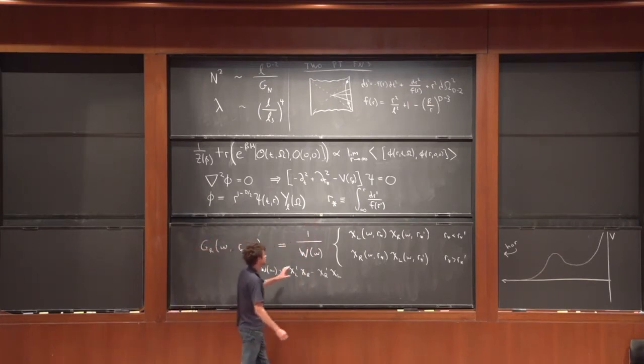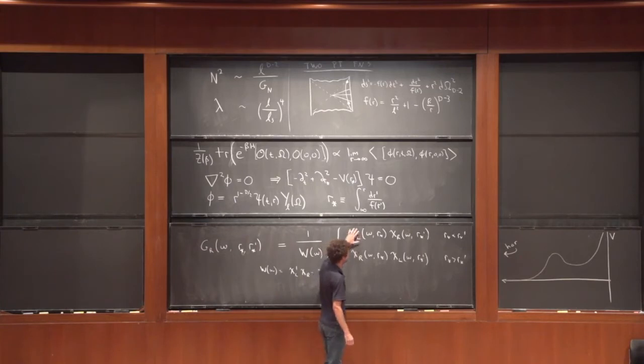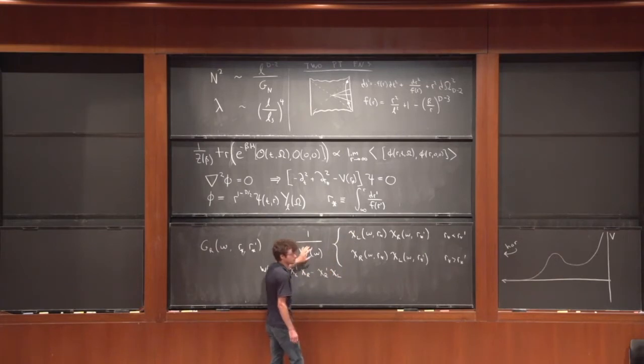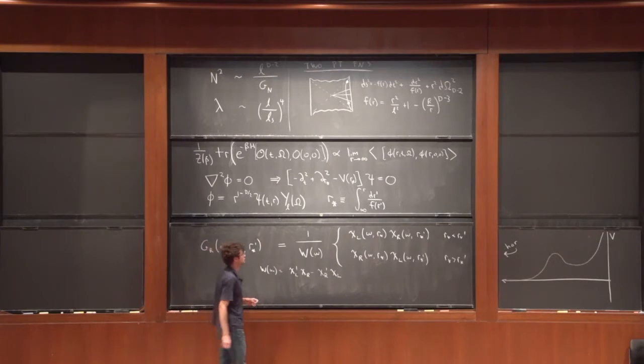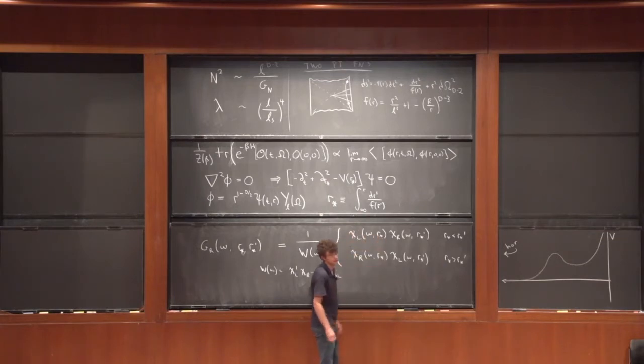Okay, and you can check from this that this solution is continuous, but it has a discontinuity in the first derivative, which is by this amount, and that's canceled by the denominator. So we have a unit discontinuity, and this is indeed a solution to the right equation. The boundary conditions that we described for chi left and chi right ensure that this is going to be the retarded propagator, as opposed to, for example, the advanced propagator.